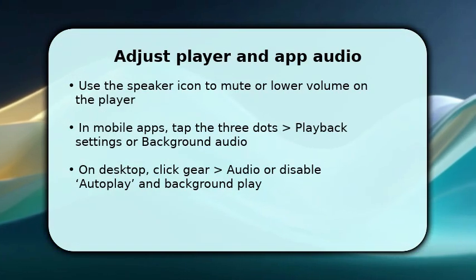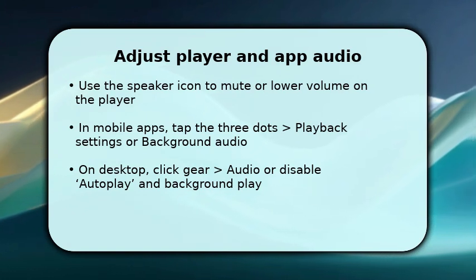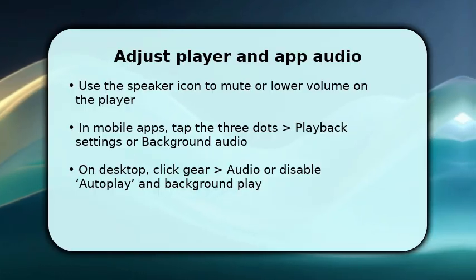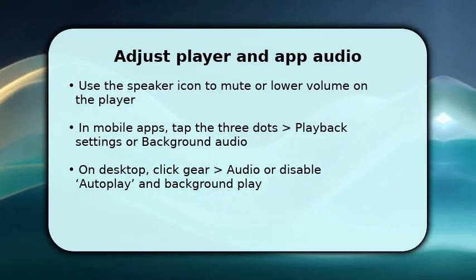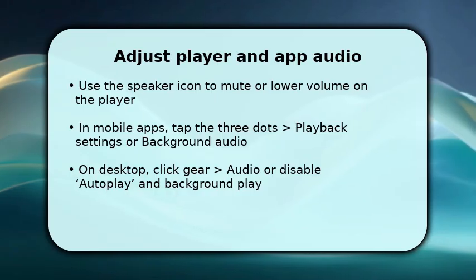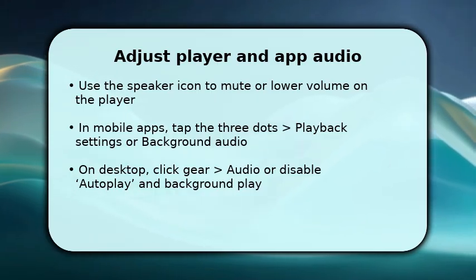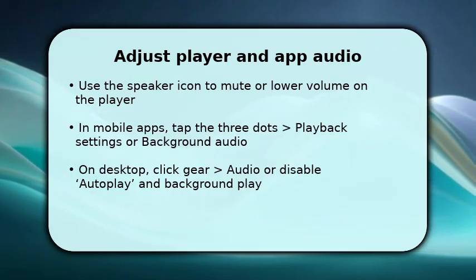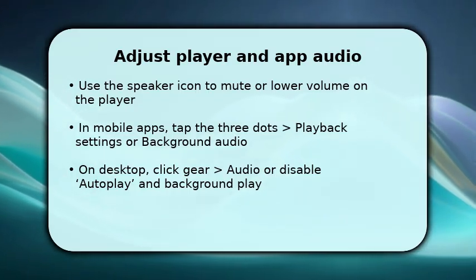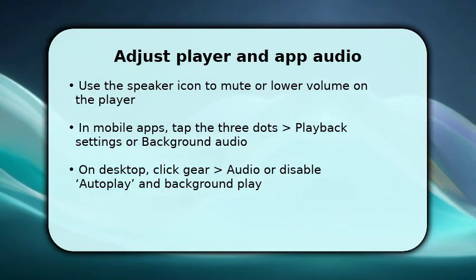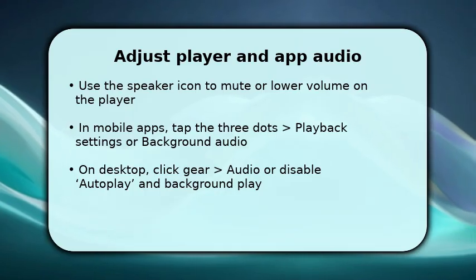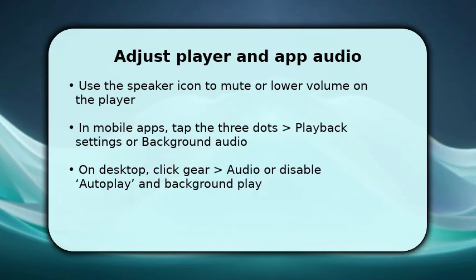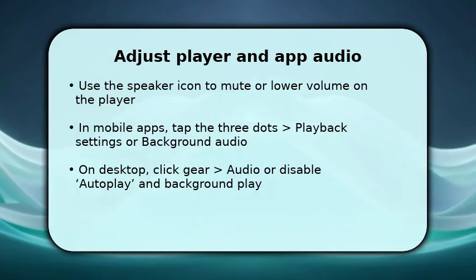Next, change the actual audio behavior inside the player. Tap the speaker icon to mute or drag the volume slider down to 0 for precise control. On mobile, tap the three-dot menu and choose Playback Settings, then disable background audio or background play. On desktop, click the gear icon, check audio settings, and turn off any background play or autoplay options that keep sound when switching tabs. These steps remove background sound while letting you keep the video visible if needed.